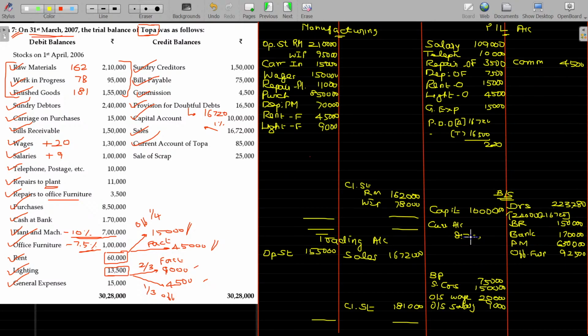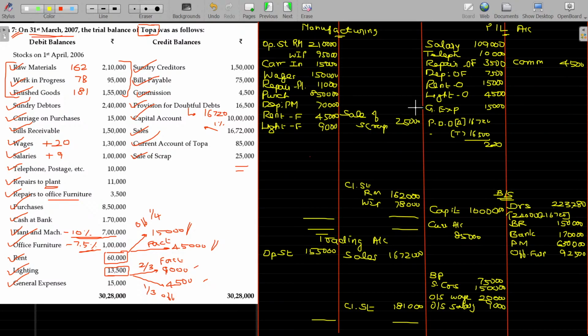In this case, TOPA being the owner says that I invested 10 lakhs, you keep it separately. Subsequently, I may introduce some additional money or I may withdraw some money now and then. Any profit and loss will also be routed through that current account. In such a way he can maintain a separate account. Here that separate account is named as current account, that value being 85,000. And the sale of scrap, where will it come? Manufacturing account. Sale of scrap, that value being 25,000.